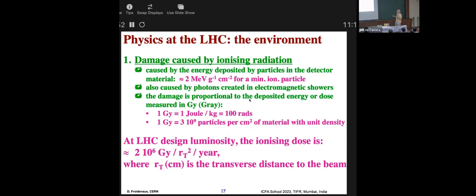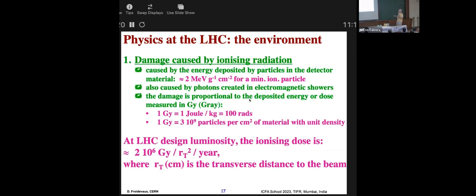So the damage can be caused by ionizing radiation. This is caused by energy deposited by particles in detector material. A typical number is 2 MeV per gram per square centimeter for a minimum ionizing particle. There was a question to Maxime about how much energy particles lose. It's a very small amount of their energy if they have GeV energies, but it's sufficient to do damage if you have many, many of them.